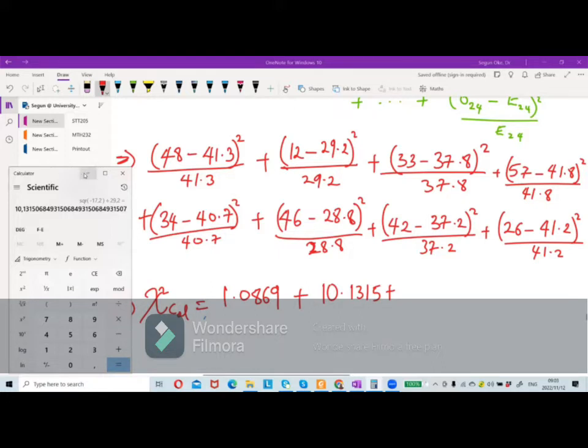Mine has a negative. Yes, it's because you are not squaring it properly. You have to square it. You will have a negative, but when you square the negative, negative multiplied by negative will give you positive. Please take note.